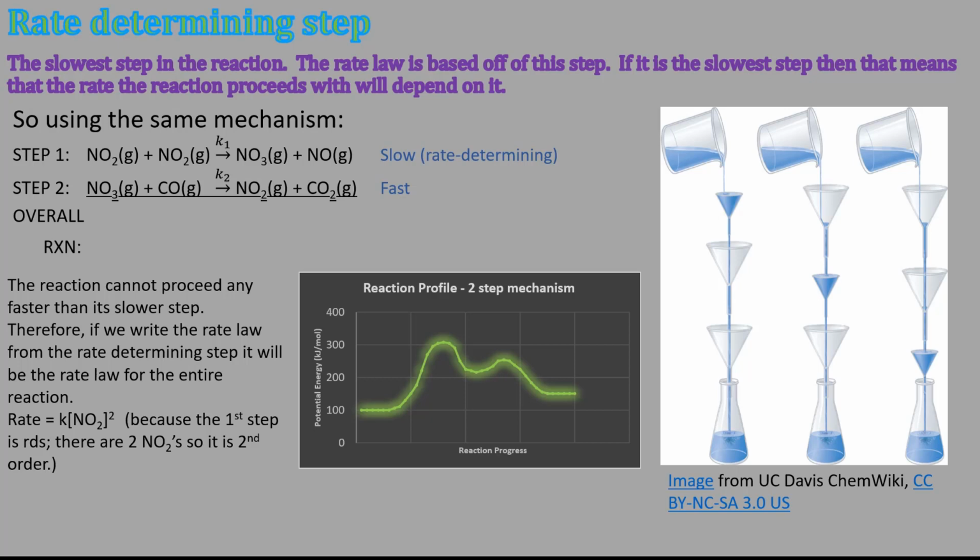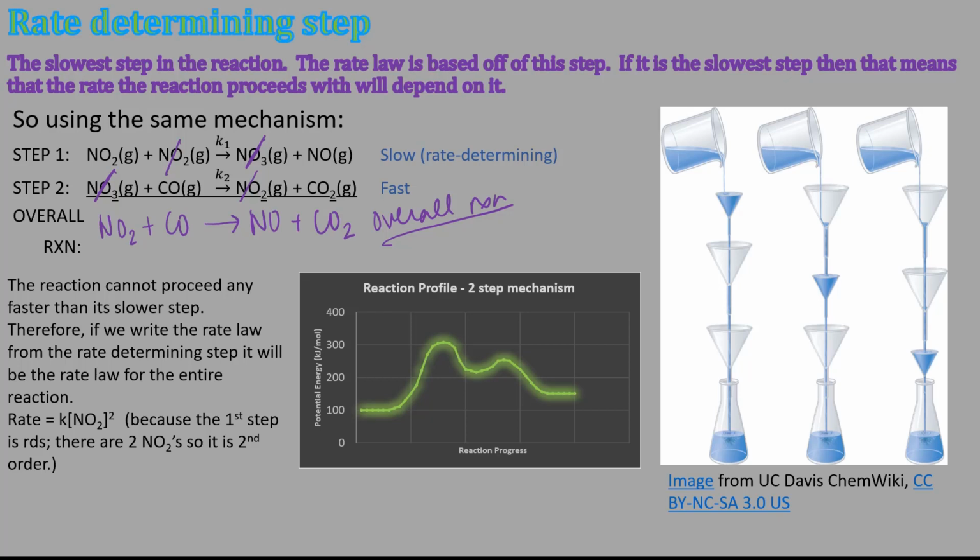And if I wanted to write the overall reaction, then I would just add these together. So looking at it, I see NO3 here and NO3 here, and so they cancel out because they're on opposite sides of the yield arrow. Also, one of the NO2s would cancel out. And so what we end up with is NO2 plus CO goes to NO plus CO2. And so this would be my overall reaction.